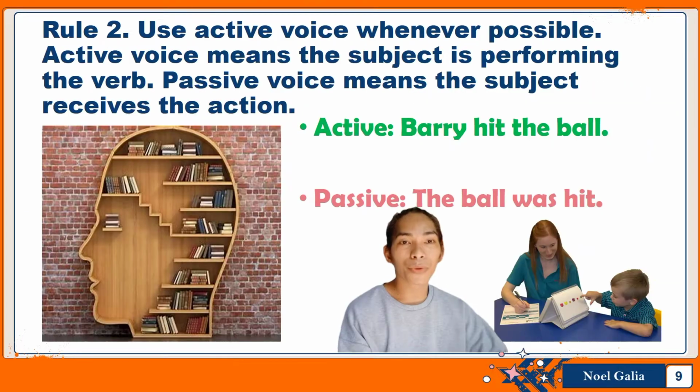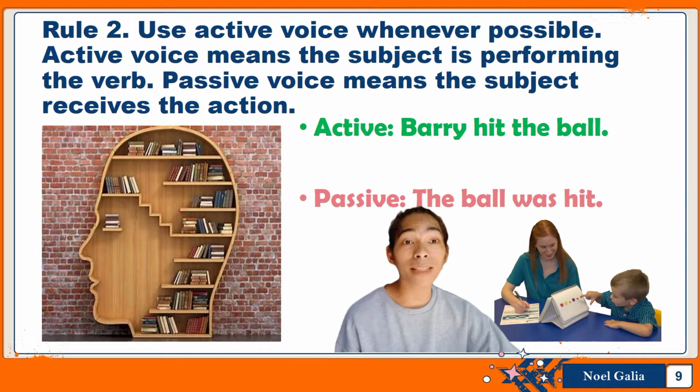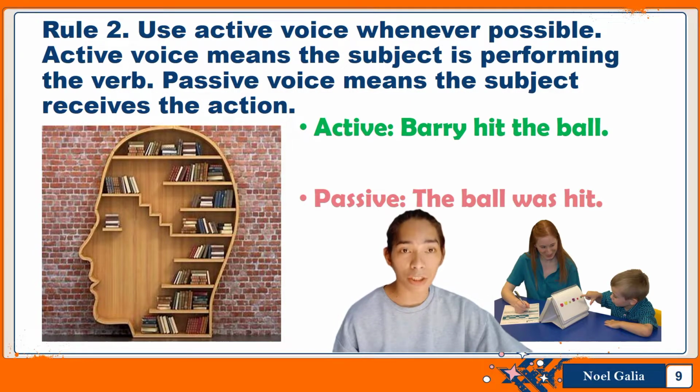Rule number two, use active voice whenever possible. Active voice means the subject is performing the verb or the action word, while in passive voice the subject receives the action. Okay? Here's the example. Active: Barry hit the ball. Passive: The ball was hit. Notice that the party responsible for the action, whoever hit the ball, may not appear in the passive sentence.